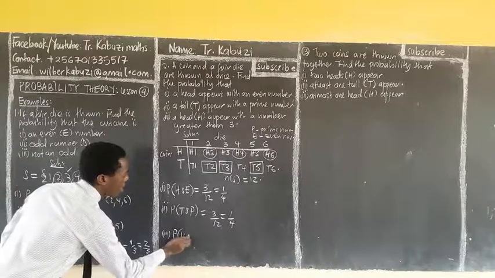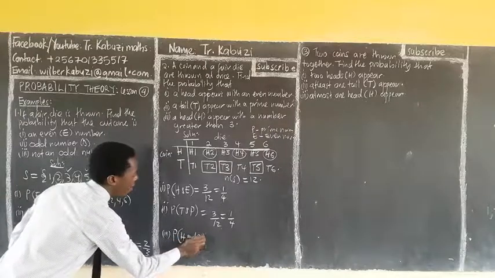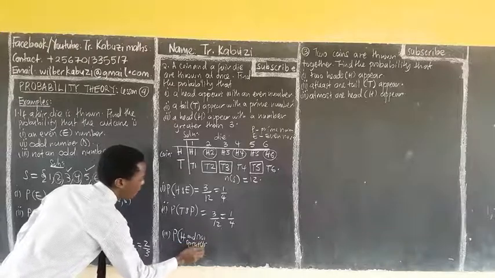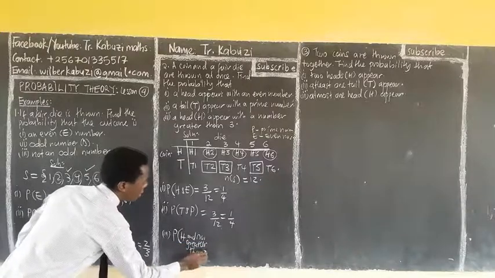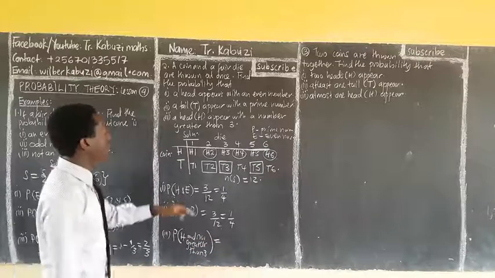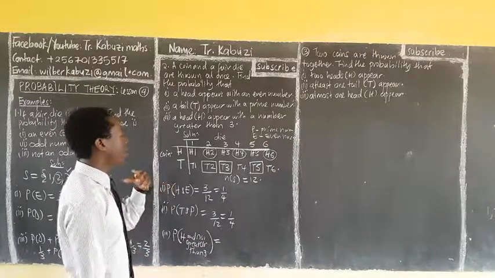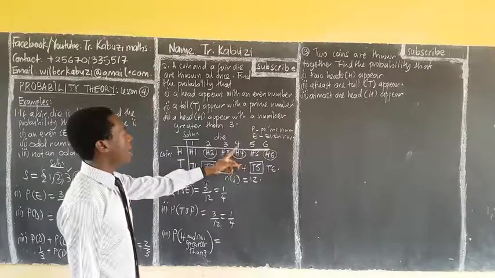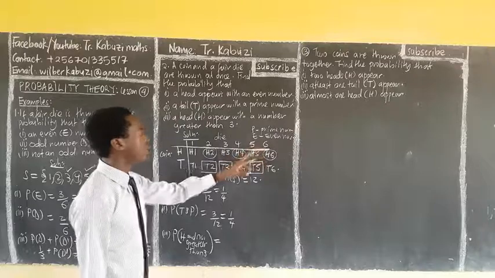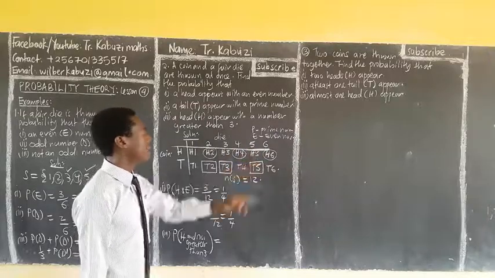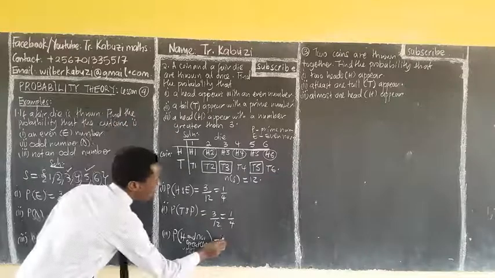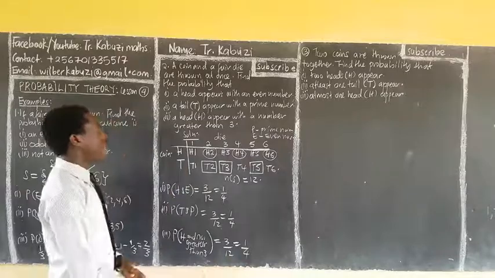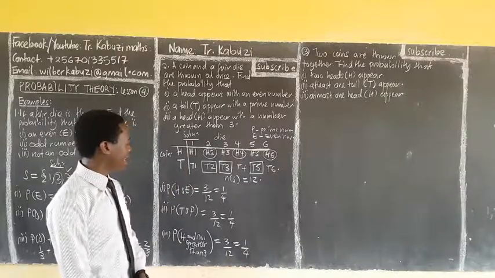So you want a head and a number greater than 3. We see that numbers greater than 3 are 4, 5, and 6. So we have 1, 2, 3. So those are the numbers. So there are 3 over the 12, which is also going to be a quarter. As simple as that. So, members, that's how we answer this one.